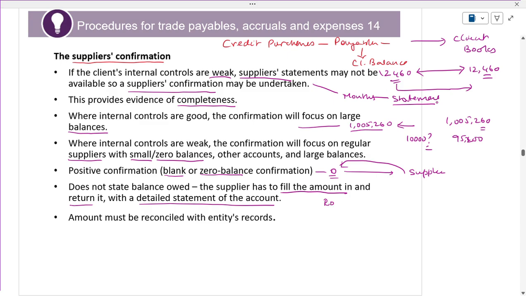They will put a blank. The client has to write that the amount is 2,615. You have to write it. When you are writing, it means the evidence carries more weightage. Our amount must be reconciled with entity records.